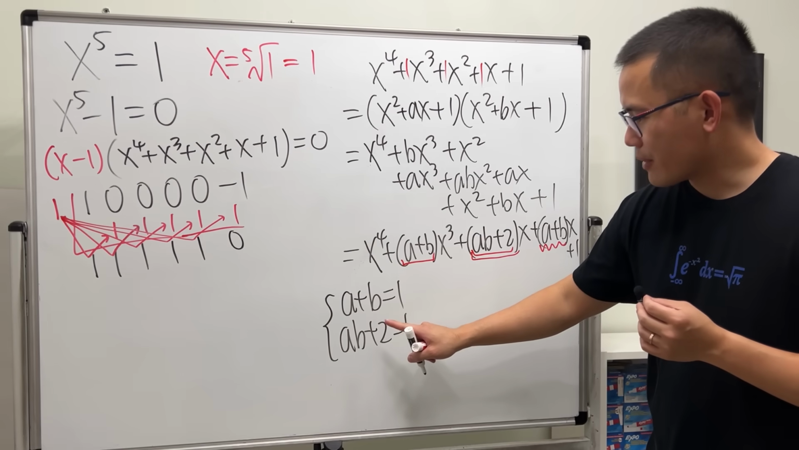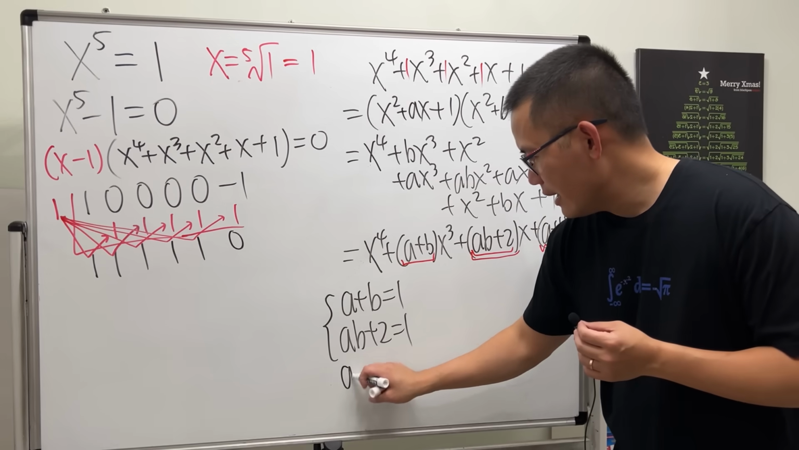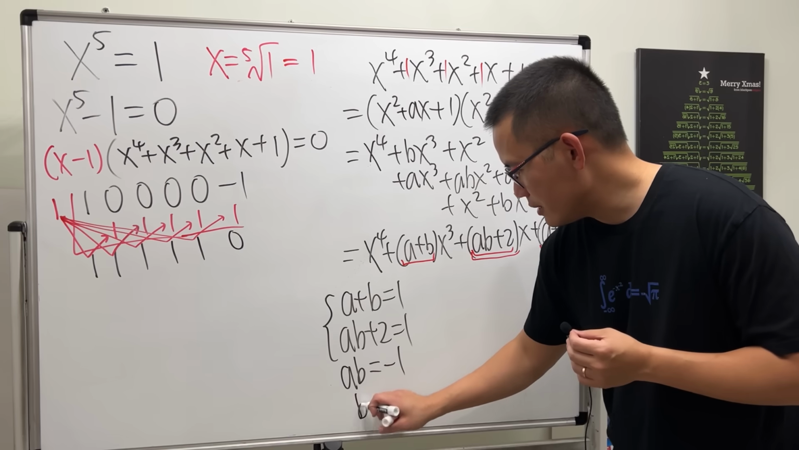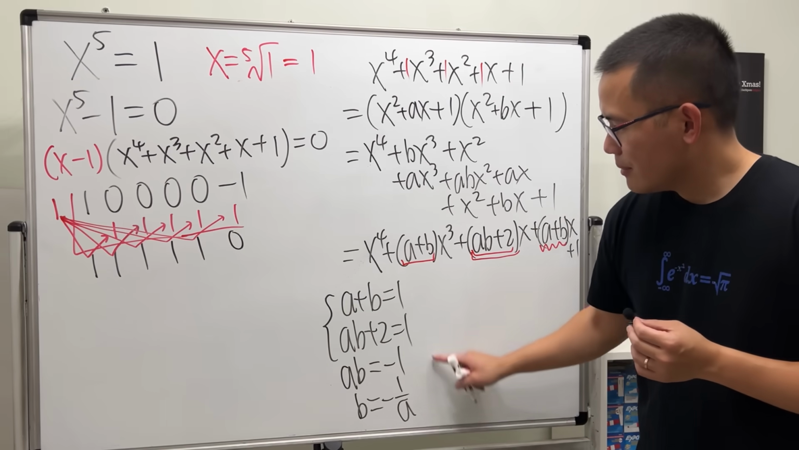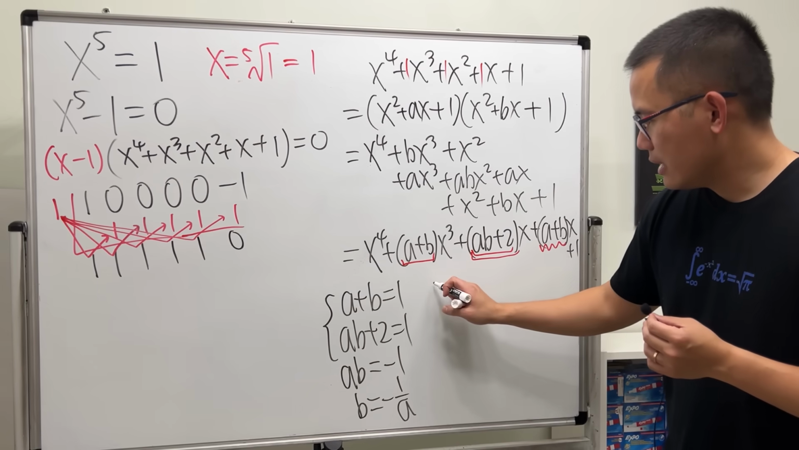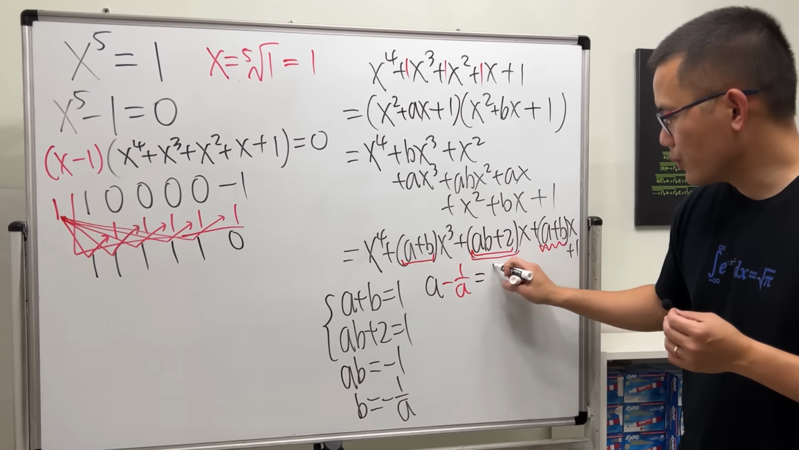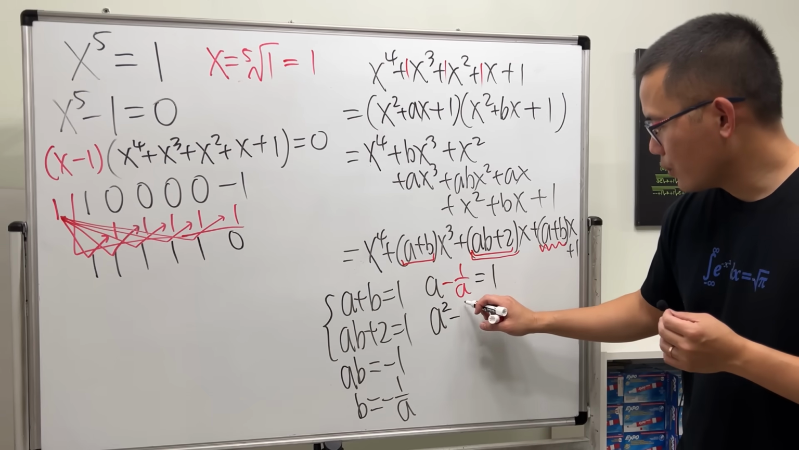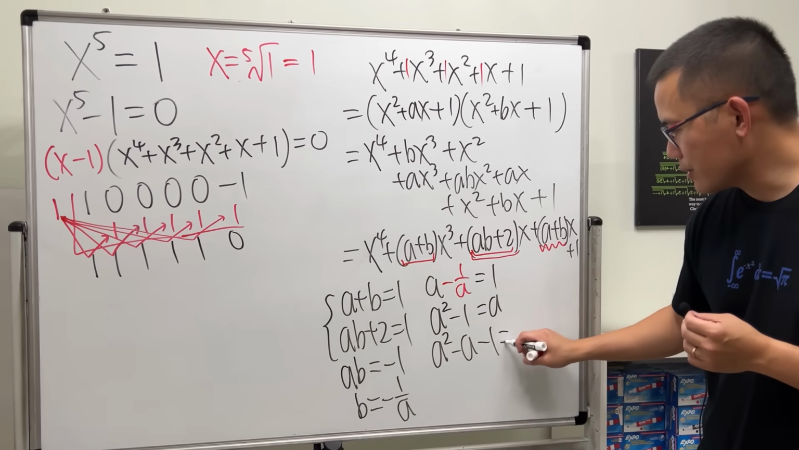Now, perhaps I'm just going to isolate the a right here. ab is equal to -1. That will just say b is equal to -1 over a. Put it here. So we are looking at a minus 1 over a is equal to 1. Multiply everybody by a: a squared minus 1 equals a, so a squared minus a minus 1 equal to 0.